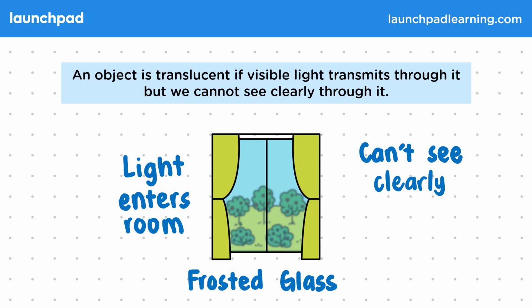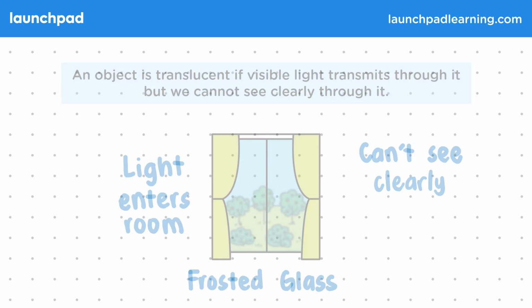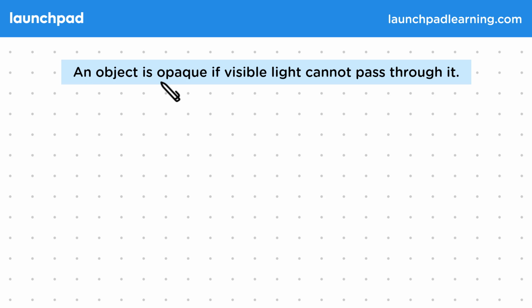Now, this is useful for when we want the window to give us illumination, but we don't want people to see through it. But what happens if light doesn't pass through an object at all? Well, an object is opaque if visible light cannot pass through it. This is because all the visible light is being reflected or absorbed.